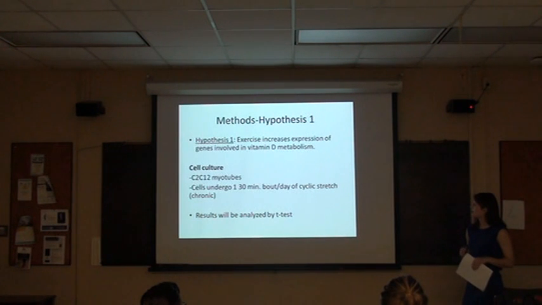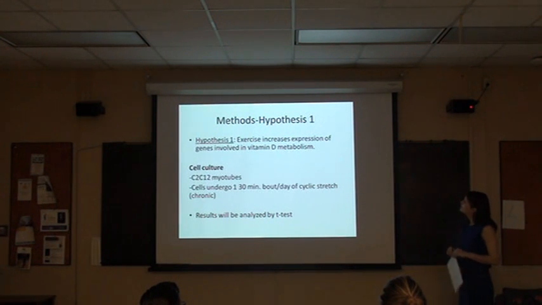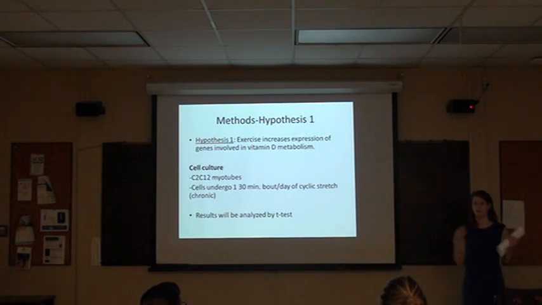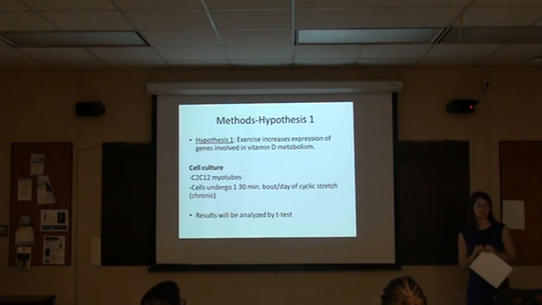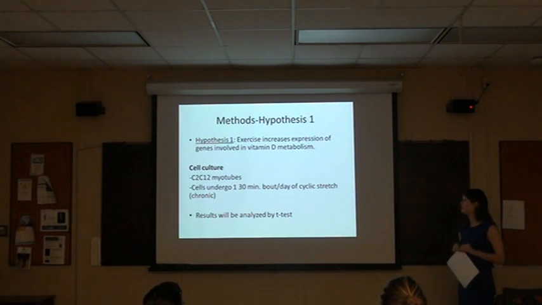So, now diving into what we have been working on after all that background. Hypothesis 1, like I said, exercise increases expression of those genes involved in vitamin D metabolism. We are working with C2C12 myotubes, so cells from mice. Didn't have to go through IRB for humans, which is good. The cells undergo one 30-minute bout a day of cyclic stretch, and I'll show you that in a second. So it's like a chronic exercise idea that we're working with, and results analyzed by t-tests.